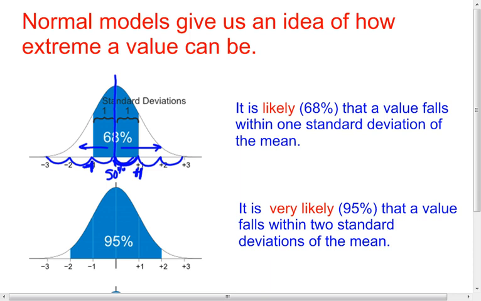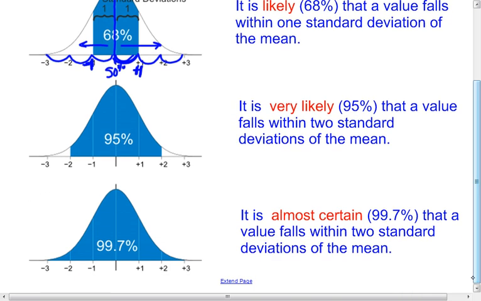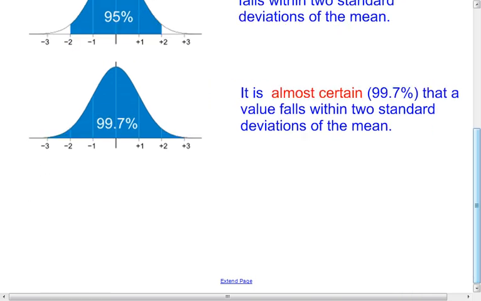95% of the data fall within 2 standard deviations, either 2 below or 2 above. So if I were to pick something, it is pretty darn likely that I am going to be within 2 standard deviations of the mean on a normal model. And it is almost certain, not perfectly certain, but almost certain, that if I go within 3 standard deviations of the mean, any piece of data in whatever situation I'm looking at is going to fall in there. There are still some crazy exceptional pieces of data sometimes, but almost all of them are going to fall there.